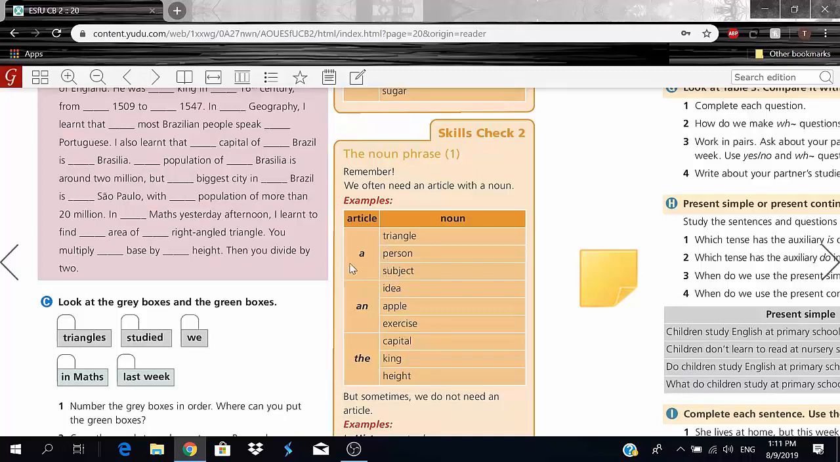Bread, a piece of bread, for example. But an, we use an with words that begin with vowels. So an idea, an apple, an exercise, okay? A doctor, okay? And the, I use the on its own, basically, depending on the situation. So the capital, the king, the height.